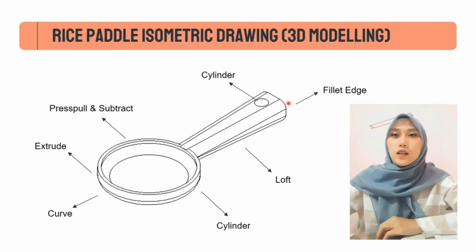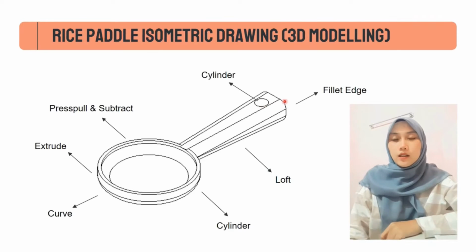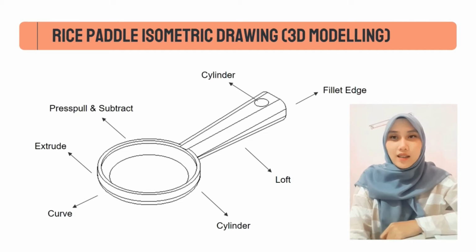And at the center of the handle, I make a cylinder or circle to create a hole at that center, and then I use press pull to make a hole through the handle part.